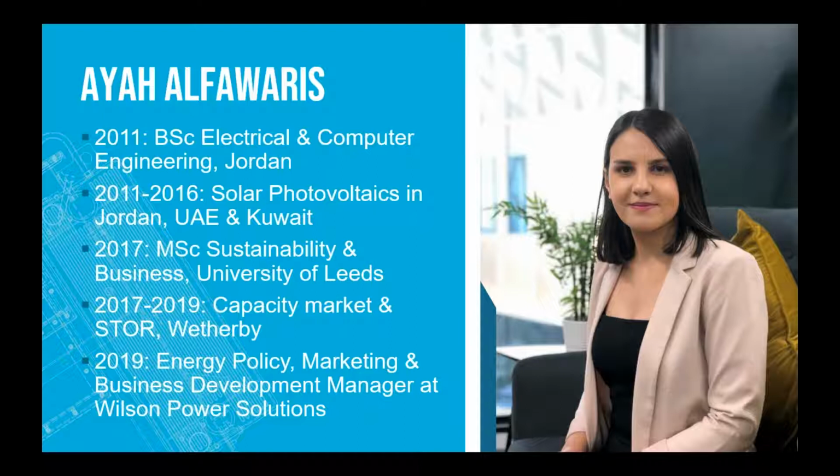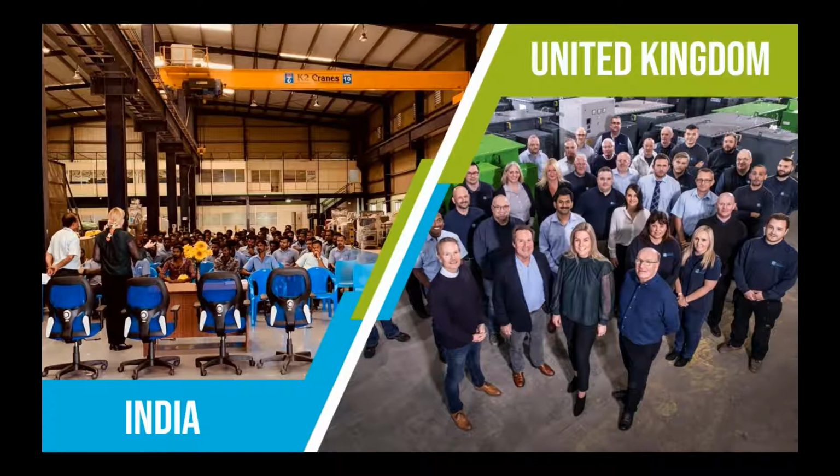So Wilson Power Solutions is a 75-year-old family business run by the 3rd generation. You can see in the first row the 2nd and 3rd generation. We're based in Leeds, Yorkshire. We have 2 sites here, and we have a 3rd one in India. I'm not sure how many employees we have, probably between 150 and 200 in total.